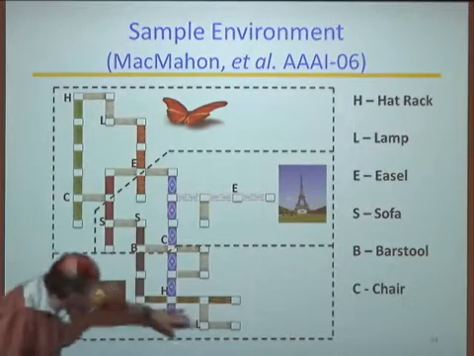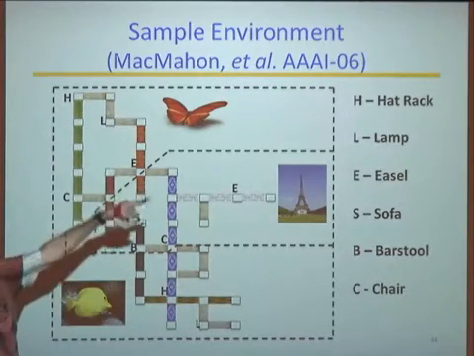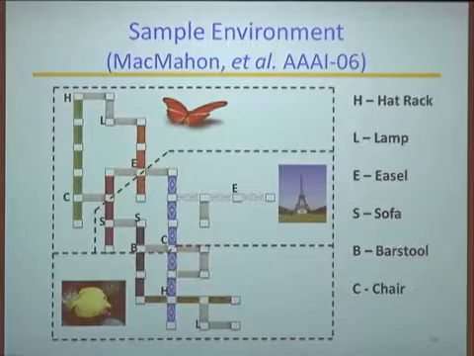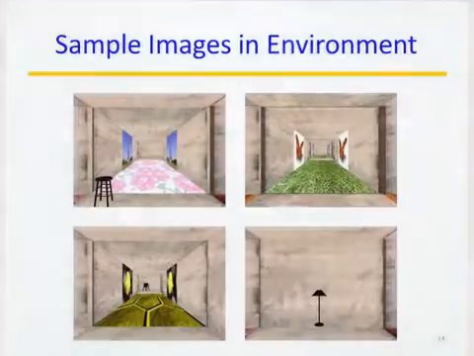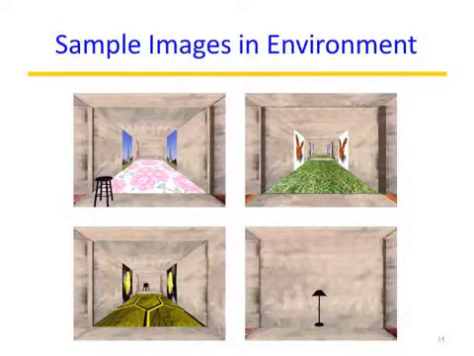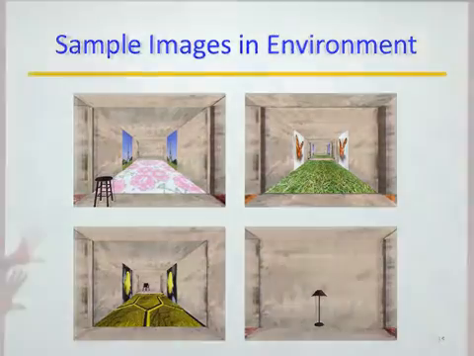And then there are objects scattered around in the environment: hat rack, lamp, easel, sofa, bar stool, and chair. So this is what it looks like to the actual people who are doing the task. This is the bird's eye view, but this is what they see.